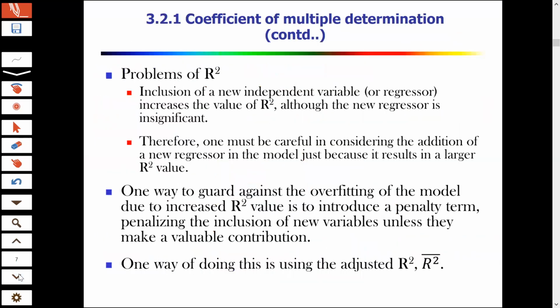There are some problems in R square, especially the inclusion of new independent variables or regressors increases the value of R square, although the new regressor is insignificant. Therefore, one must be careful in considering the addition of a new regressor in the model just because it results in a large R square value. One way to guard against overfitting of the model due to increased R square value is to introduce a penalty term, penalizing the inclusion of new variables unless they make a valuable contribution. One way of doing this is called adjusted R square.